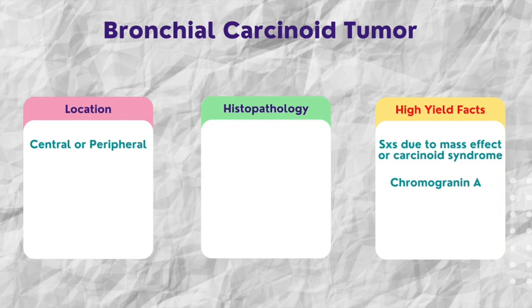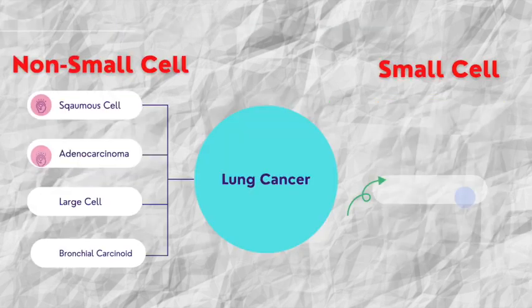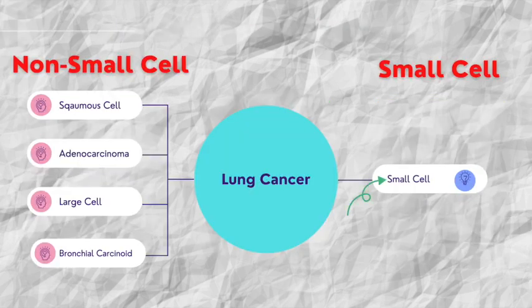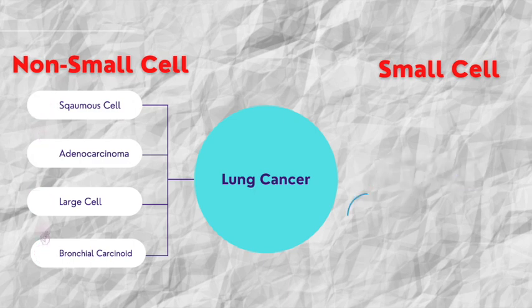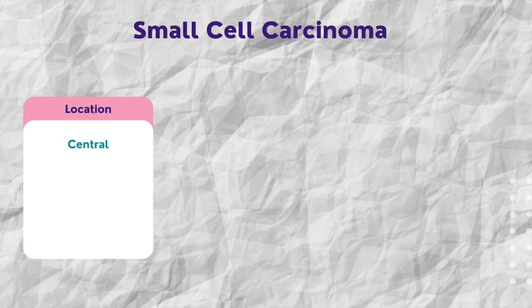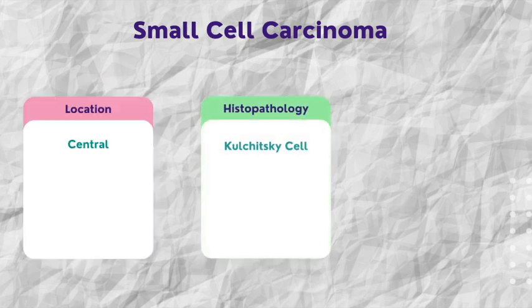But when you think about the two groups of lung cancer, non-small cell and small cell, remember that non-small cell usually has a better prognosis and is more treatable. However, small cell carcinoma has a very poor prognosis and it's pretty hard to treat patients with this type of lung cancer. So let's take a closer look at small cell lung cancer. For small cell lung cancer, the location is central. And when you think about the histopathology of this, think about this cell that I cannot pronounce, but it's very high yield to know.